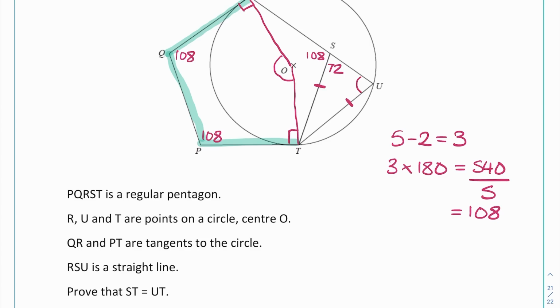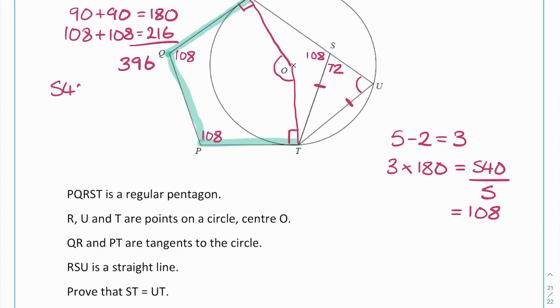So if we add up the 4 angles in there, we've got 2 90-degree angles, so 90 plus 90 is 180. We've got 2 108s, so 108 plus 108, which is equal to 216. If we add those together, we get 396. We know that the angles in a pentagon add up to 540, so take those away. 540 take away 396 is equal to 144. So that missing angle here at the centre is 144 degrees.